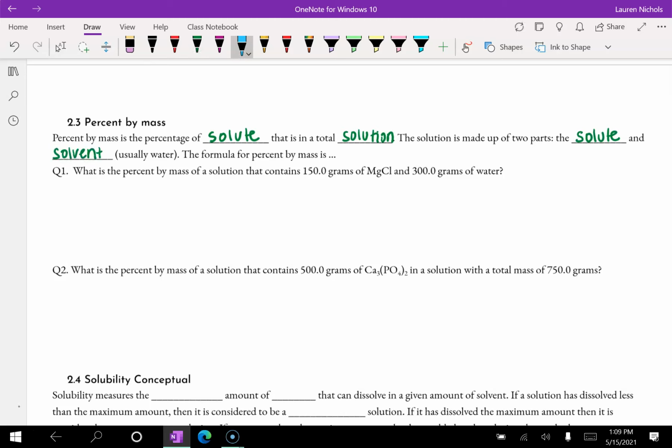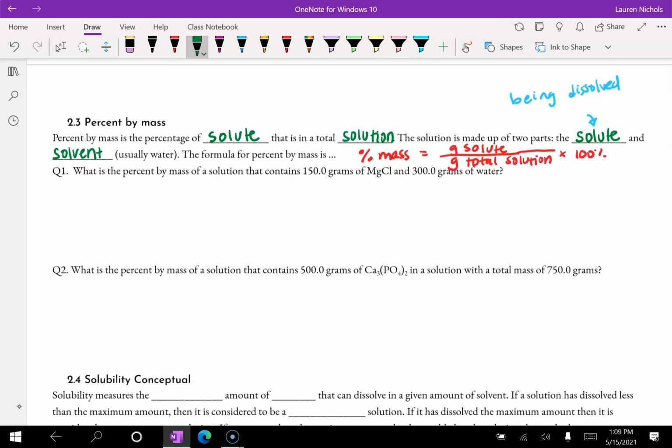So as a vocabulary reminder, solute, that's what's being dissolved. So if I'm making Kool-Aid, the solute would be the sugar, the Kool-Aid packet. And the solvent is the water. That's what's actually doing the dissolving. Now, the formula for percent by mass, so we would say percent mass, is equal to the grams of our solute divided by the grams total solution, okay, multiplied by 100%.